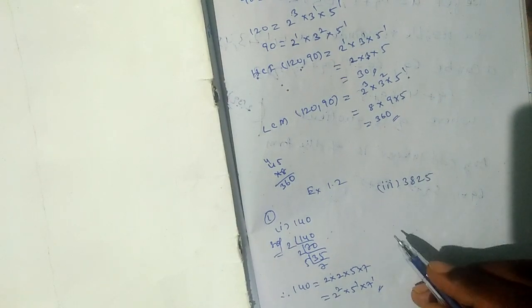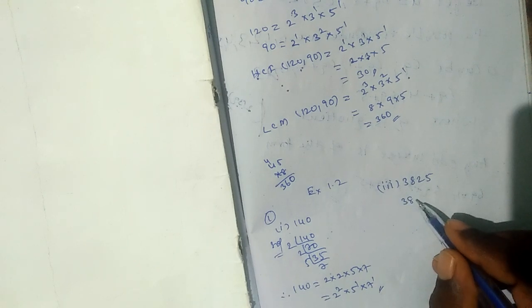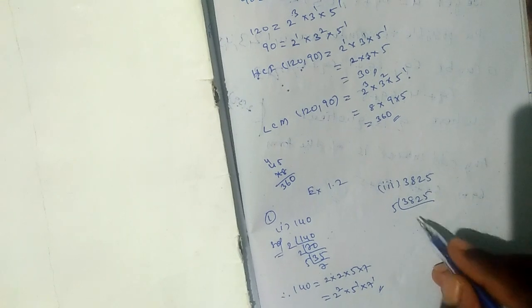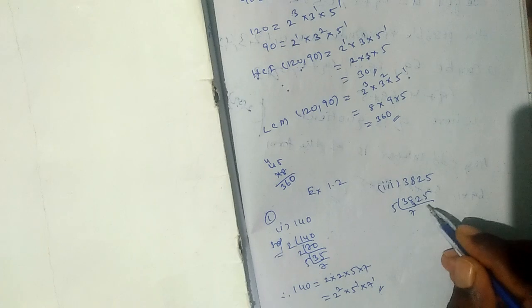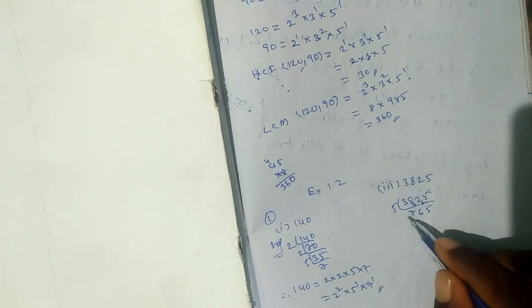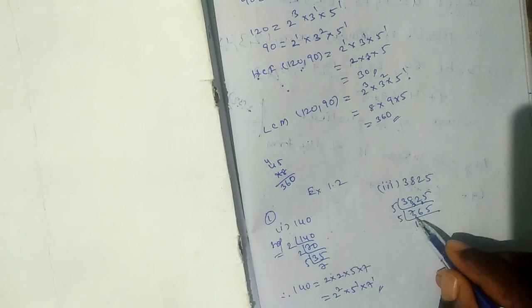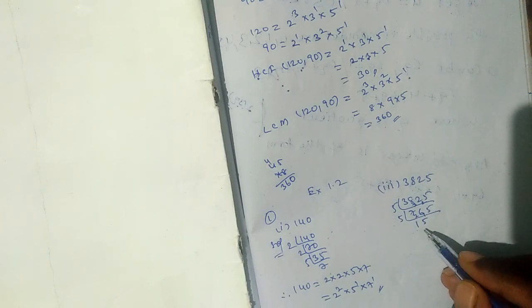3825. We are going to factorize this number. Take the 5 table. 5 7s are 35, 3 leaves. 5 6s are 30, 2 leaves. 5 5s are 25. Again you take the 5 table. 5 1s are 5, 2 leaves. 5 5s are 25, 1 leaves.